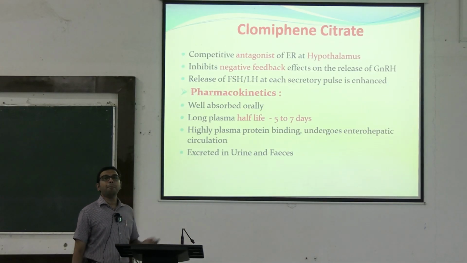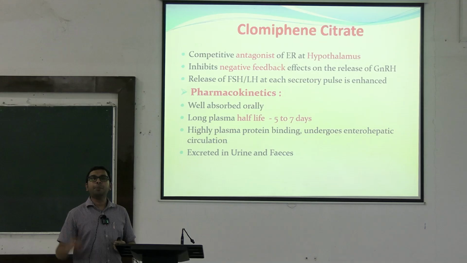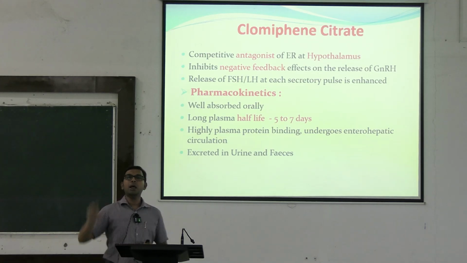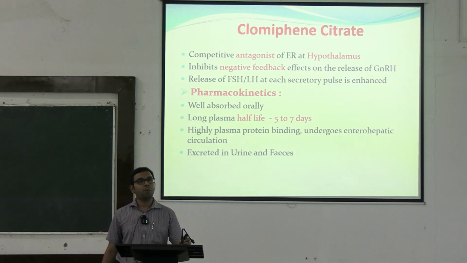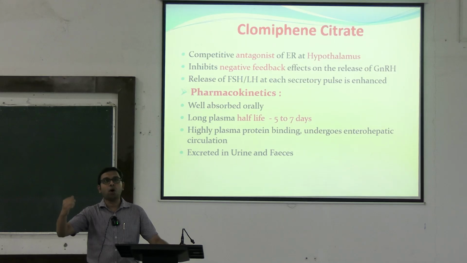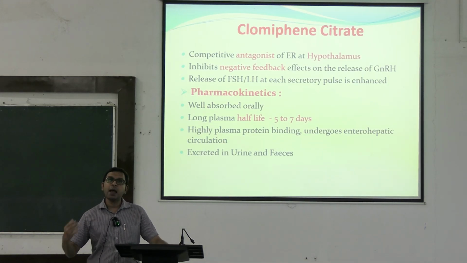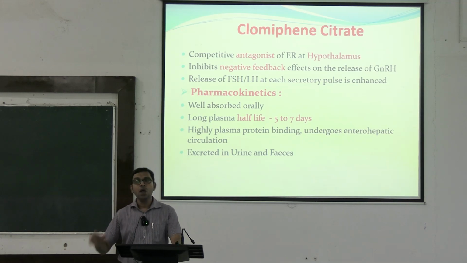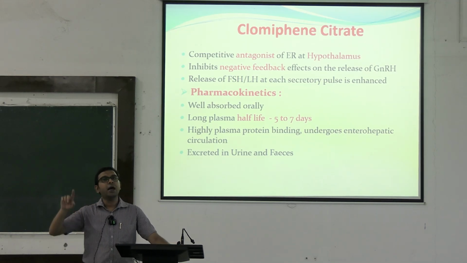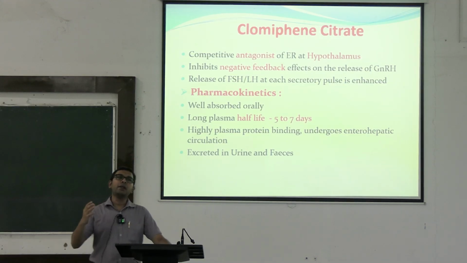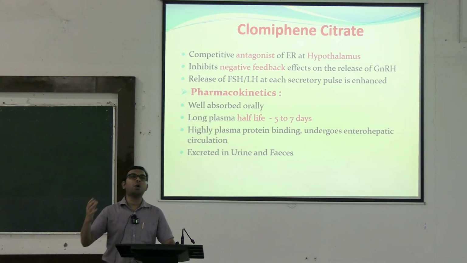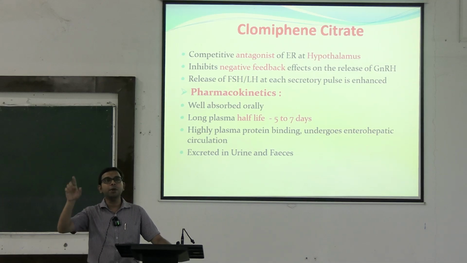This is basically a competitive antagonist of the estrogen receptor at the hypothalamus. At the hypothalamus level, it causes competitive inhibition, so it inhibits the negative feedback effects on the release of gonadotropin releasing hormone. When gonadotropin releasing hormone is secreted, it agonizes the receptors on the pituitary, and LH, FSH, etc. are secreted. When LH and FSH are secreted, that gives a negative feedback effect on the hypothalamus, so that no more gonadotropin releasing hormone is released. So a feedback loop is created.